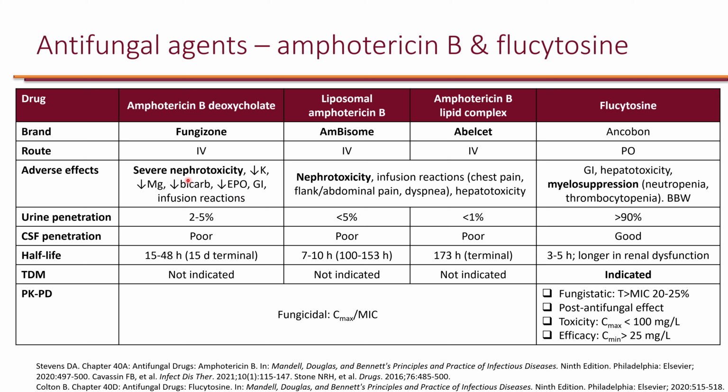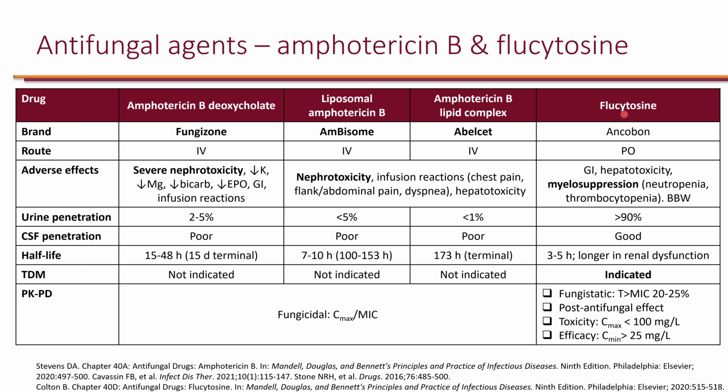Now, because of all this nephrotoxicity, it's important to provide saline loading to the patients. So in other words, patients receive 1 liter of normal saline before amphotericin has been initiated in order to reduce nephrotoxicity. Now, in general, they have poor penetration into the urine through IV injection, and therapeutic drug monitoring is not indicated for any amphotericin B formulation.